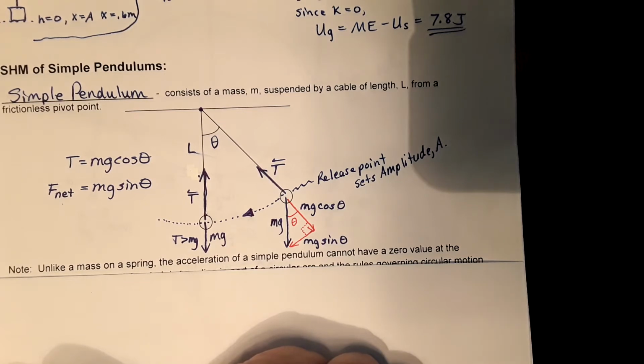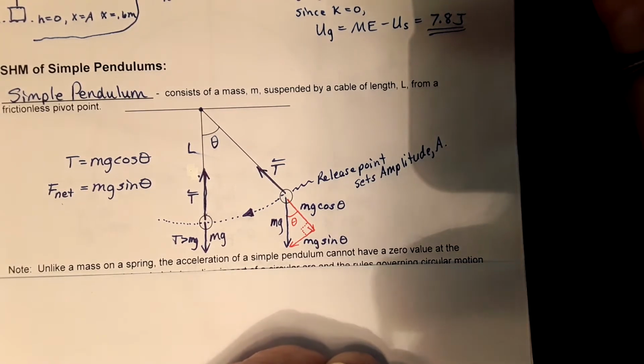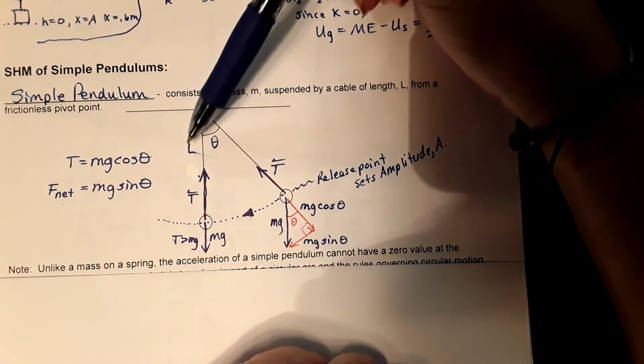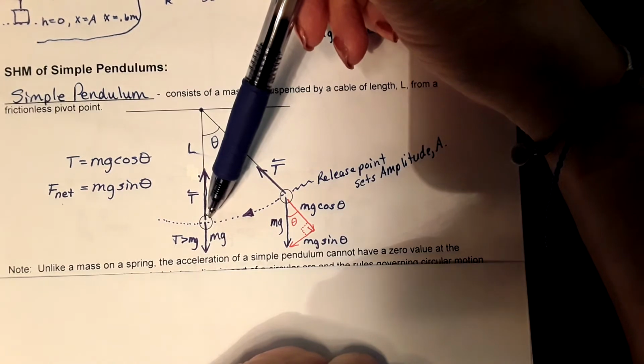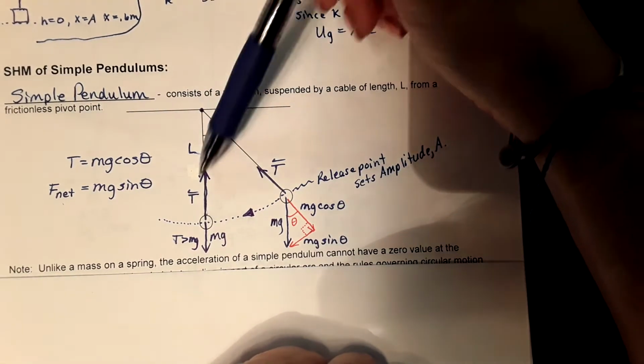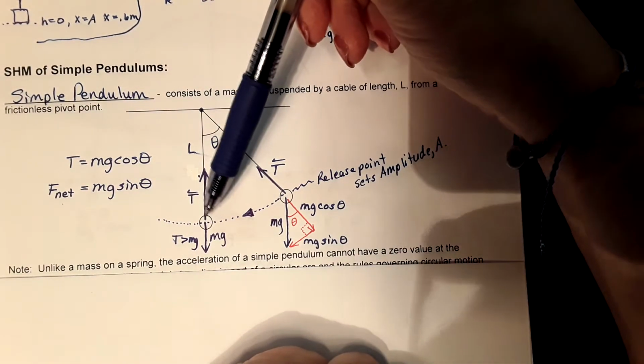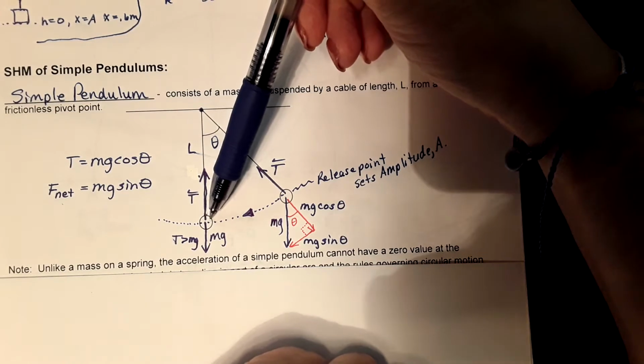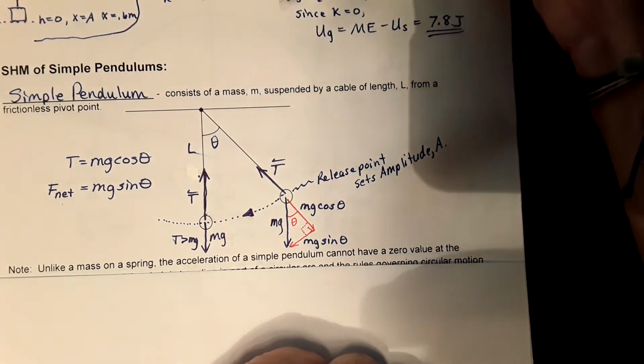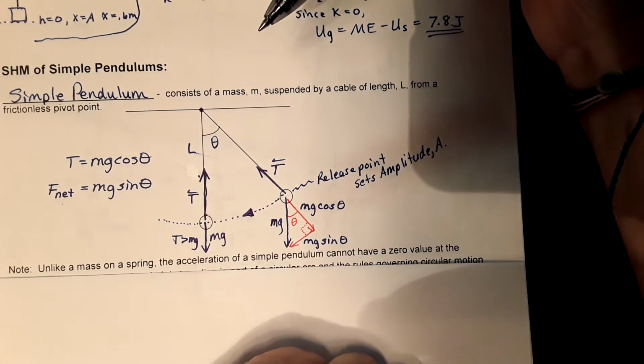Now, I would suggest at this point that you pause the video and copy this down and then listen as we go through it after you've copied it. So we have a string of length L with a mass on the end. When it's at equilibrium position and at rest, not moving, the tension and the gravity would balance.